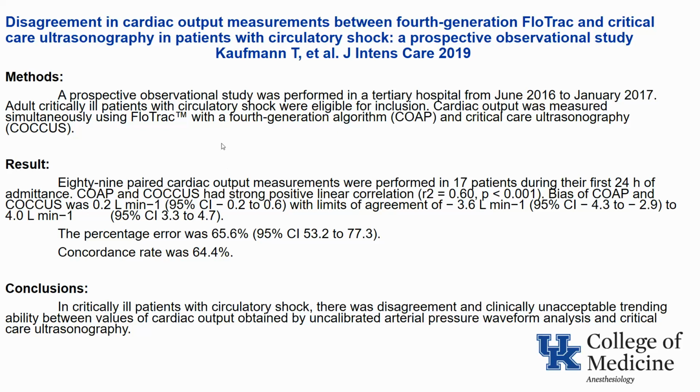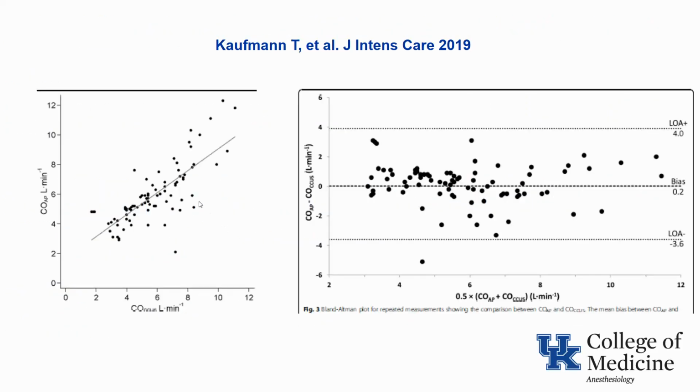This is a recent review in patients with circulatory shock, and again they found the percent error was totally unacceptable at about 66%. This shows the regression equation in the Bland-Altman curve showing, although on average the bias is very low, but in individual patients, tremendous inaccuracy.